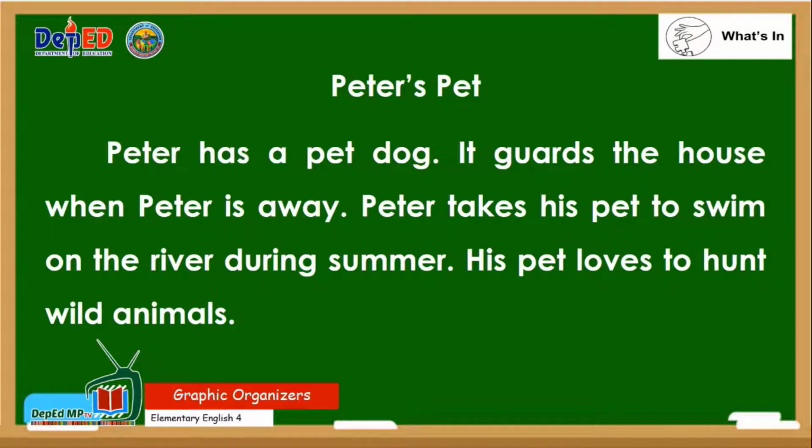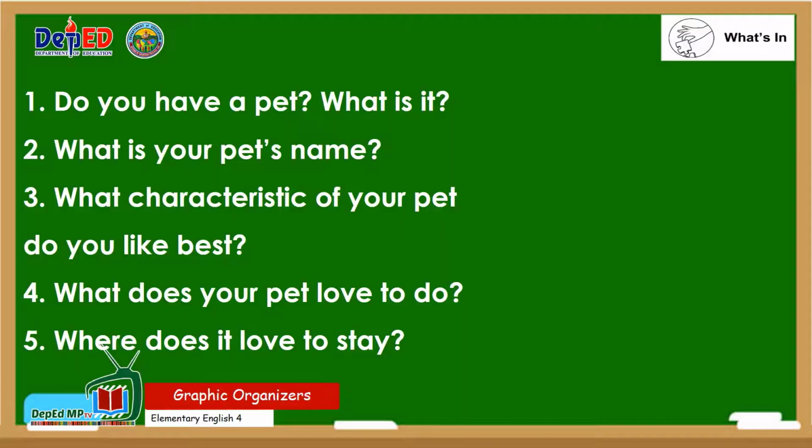Peter's Pet. Peter has a pet dog. It guards the house when Peter is away. Peter takes his pet to swim on the river during summer. His pet loves to hunt wild animals.